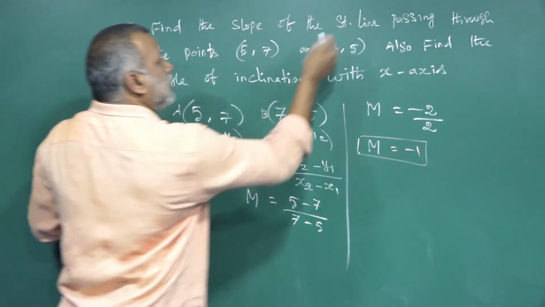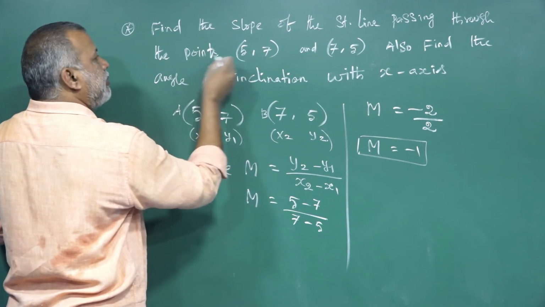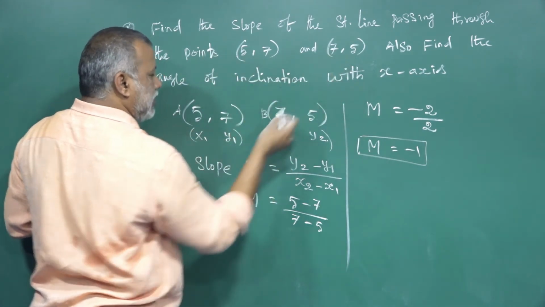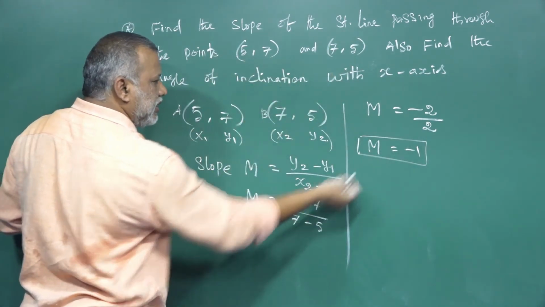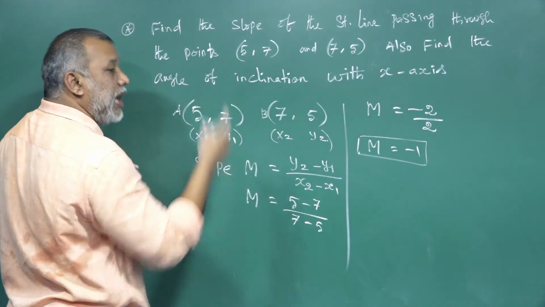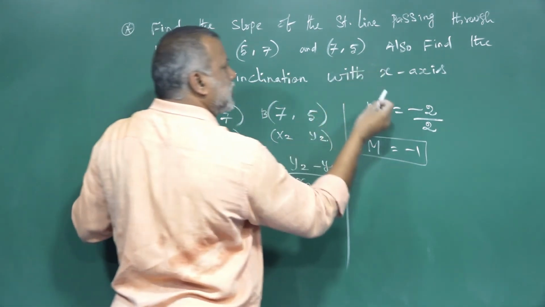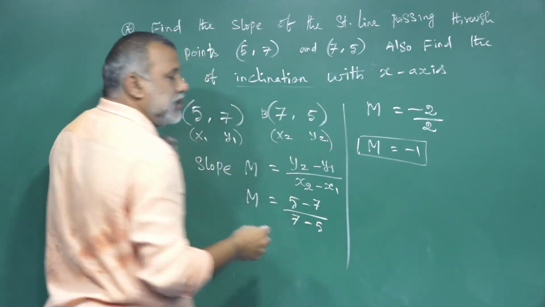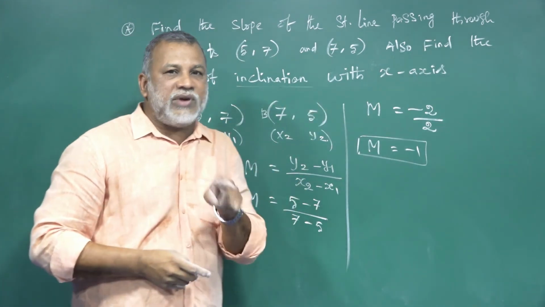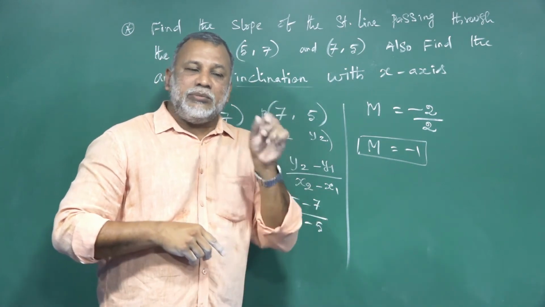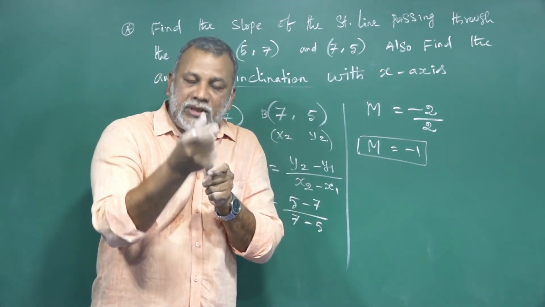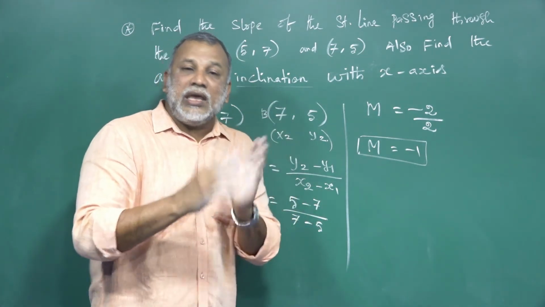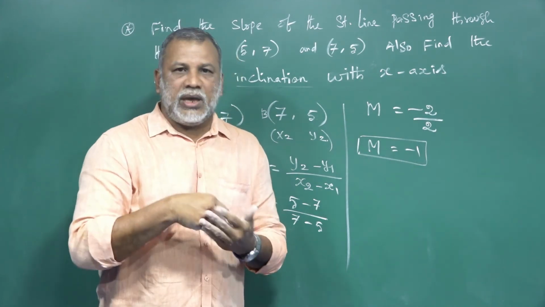See here, find the slope of the straight line passing through the points 5, 7 and 7, 5. With the help of the two-point formula, we are able to find the slope. And also see one more question: find the angle of inclination. Just now I explained the meaning of the angle: the straight line makes an angle with the positive direction of x-axis. It may be acute or it may be obtuse.